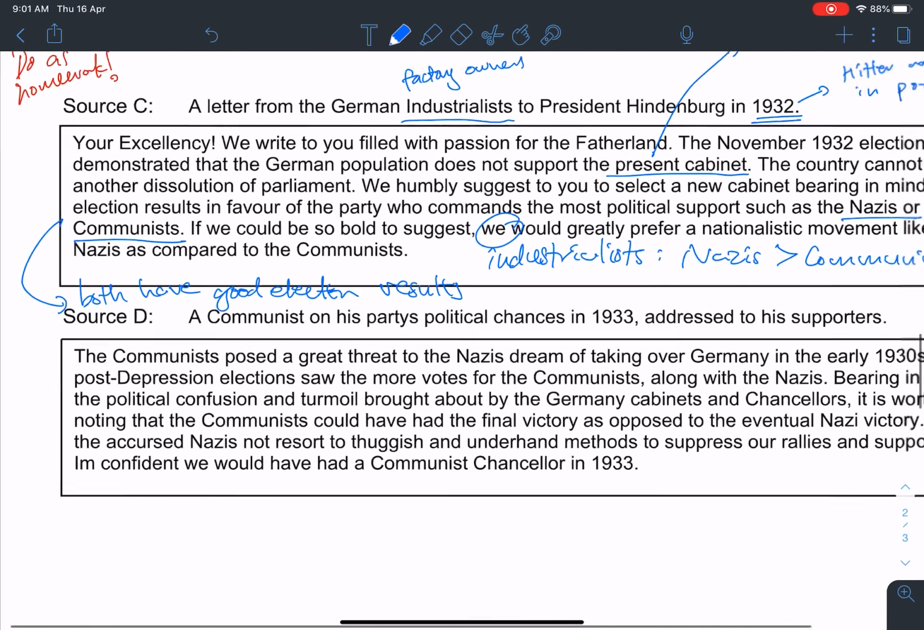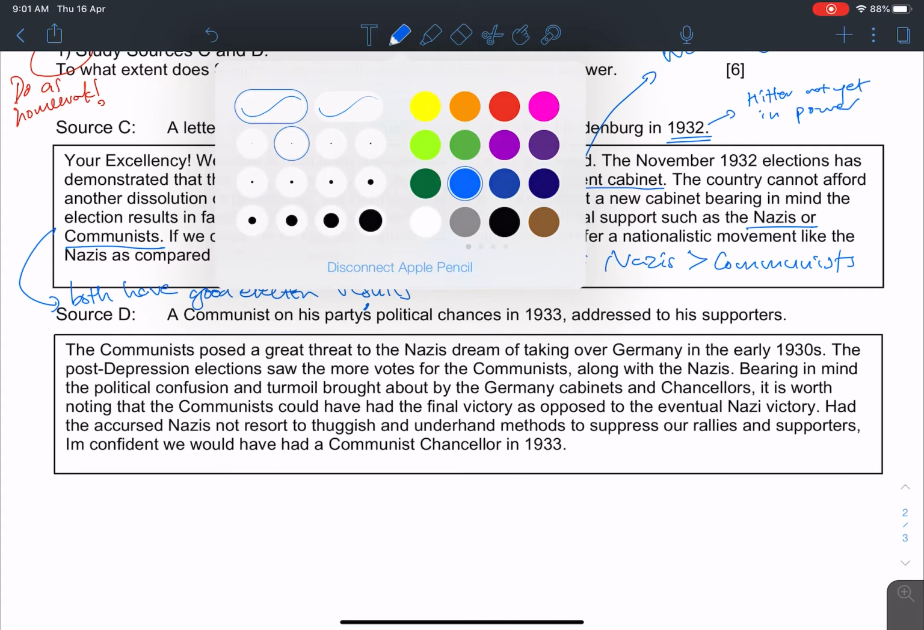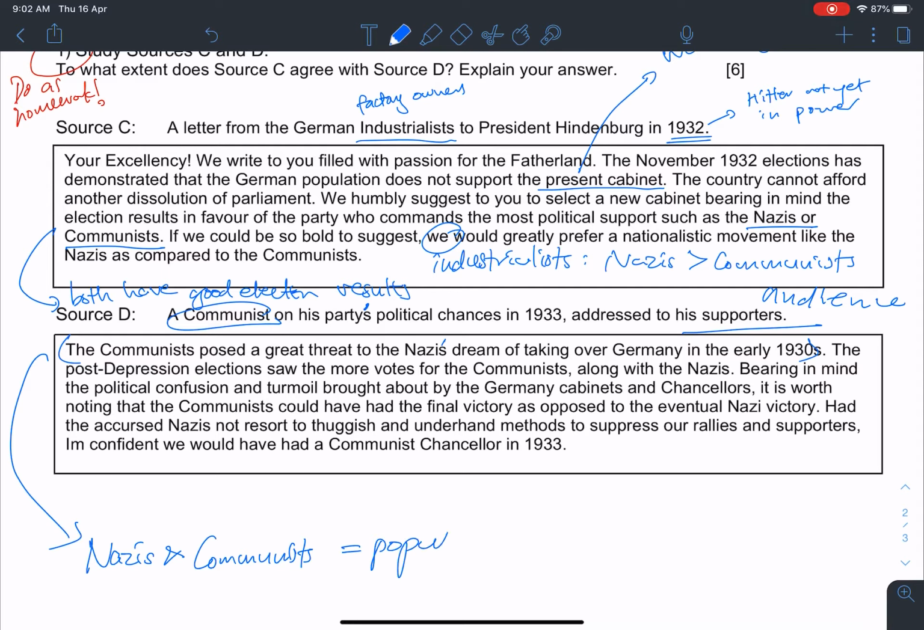Okay, source D. Oh, sorry, there's a typo. On his party's political chances. Okay, communist, this is very different. On his party's political chances, 1933, addressed to his supporters. So the audience makes a difference. Okay, the opponents pose a great threat to the Nazis' dream of taking over. So again, it says they pose a great threat. For them to pose a great threat, it must imply that the Nazis and communists were popular, right? The second sentence seems to tell us the same.